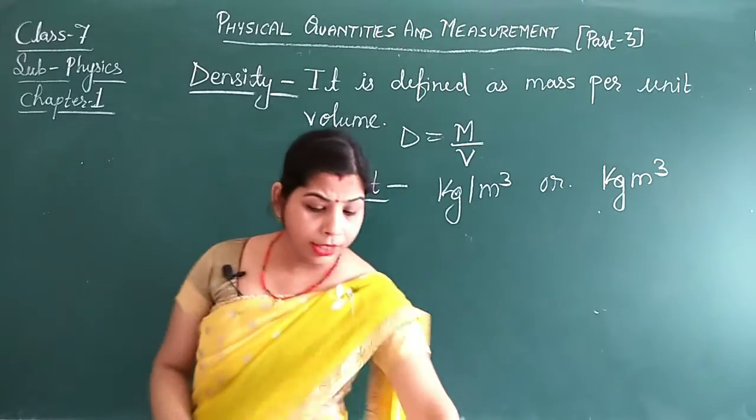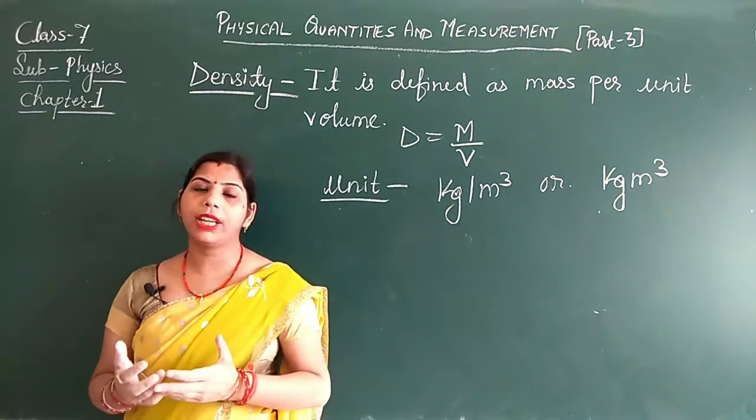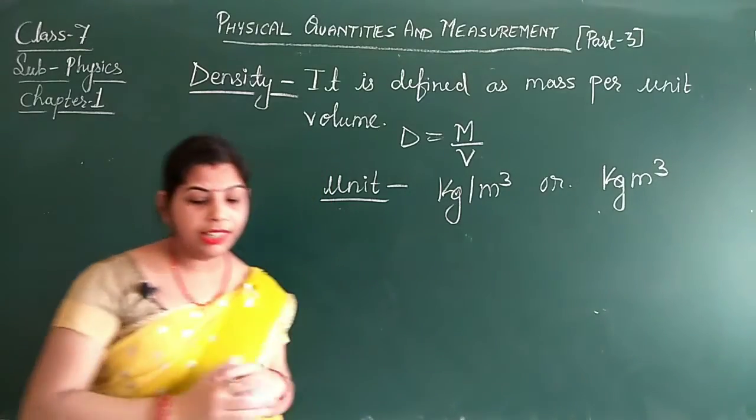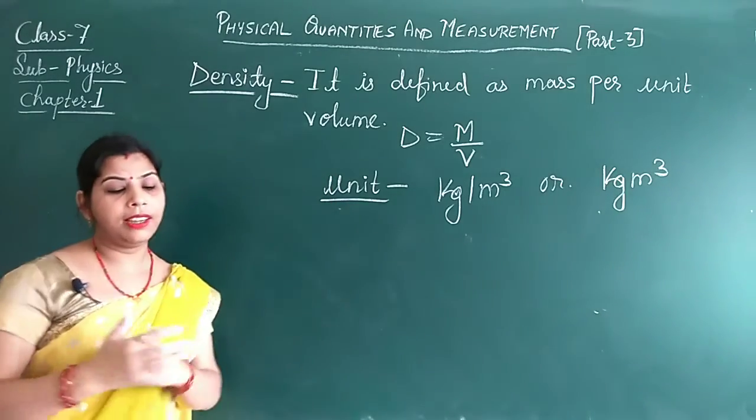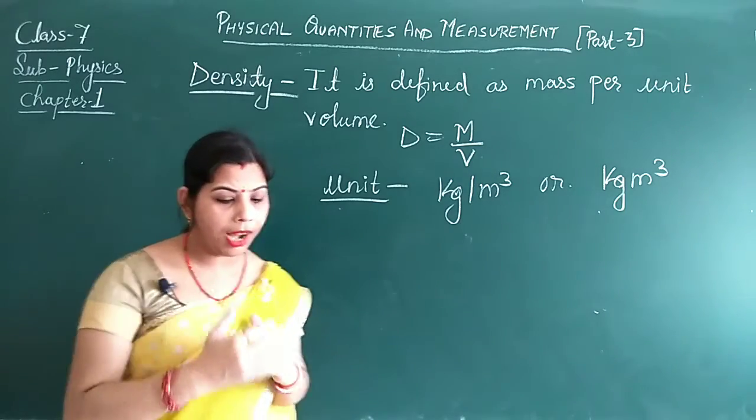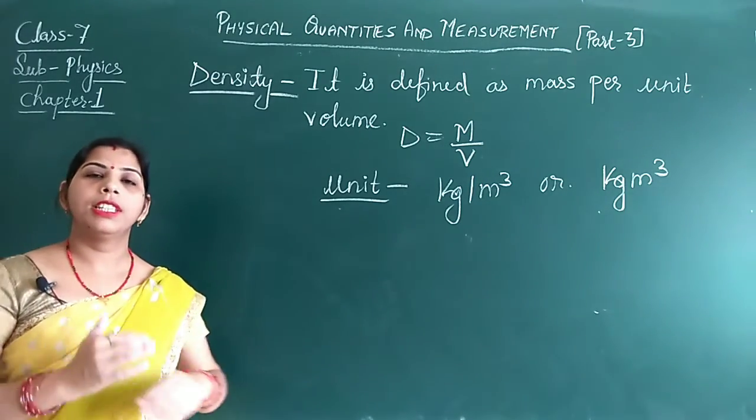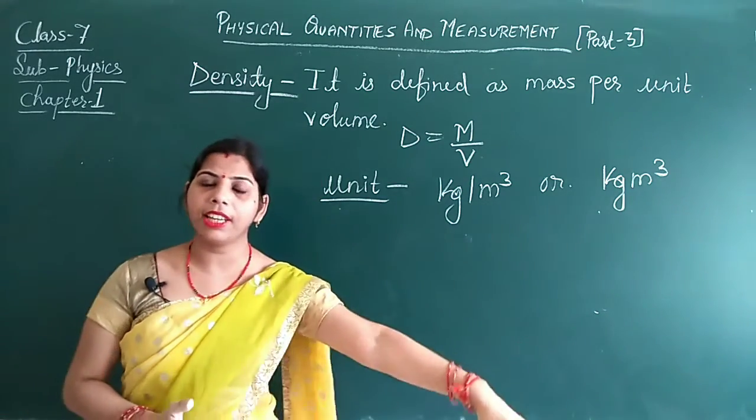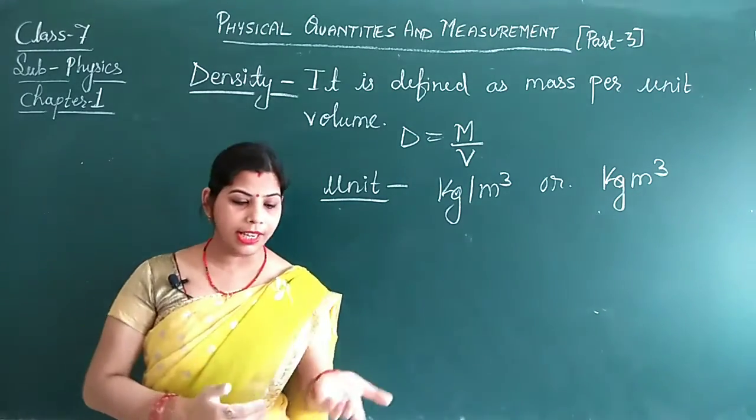So the density of any object, किसी भी object की density, can be increased by increasing the mass of a given volume. जब किसी volume का हम mass increase करते हैं, at that time the density can also be increased.